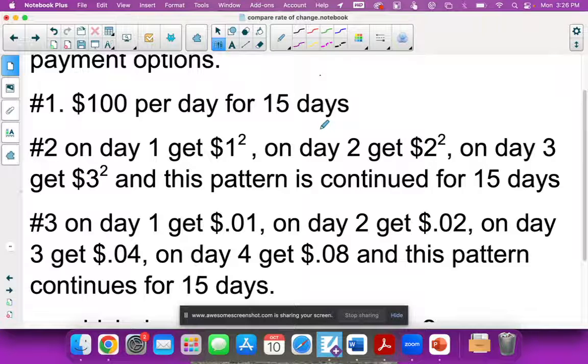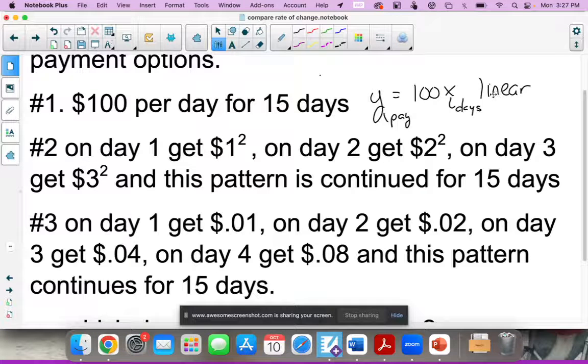Okay, so payment option number one, you get $100 per day for 15 days. If we were to write an equation or function from that, what form do you think this would be? And how much do you think you'd get at the end of 15 days? Well, that's pretty easy. That's just 15 times 100, right? So your equation would be that. This is most definitely linear because the x would just be my days and my y would just be my pay. It's $100 a day for 15 days, linear.